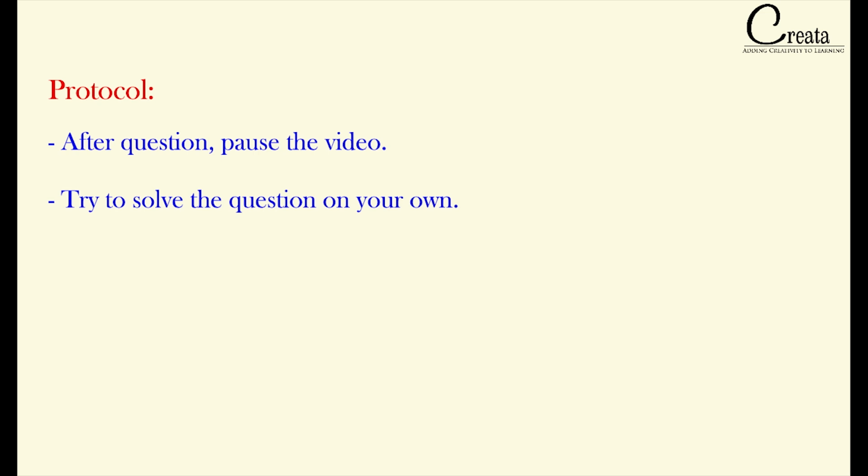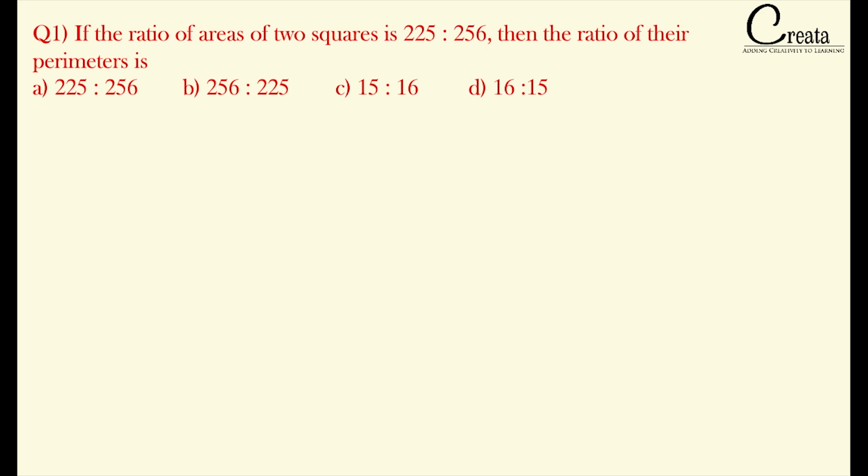After that I will tell you how to approach the question, how to analyze the question, and what are the various fundamentals that we have used to solve the question. So I expect the protocol to be followed. So before wasting any further time, let's begin with our questions. The first question is, if the ratio of areas of two squares is 225 is to 256, then the ratio of their perimeter is, 4 choices are given.